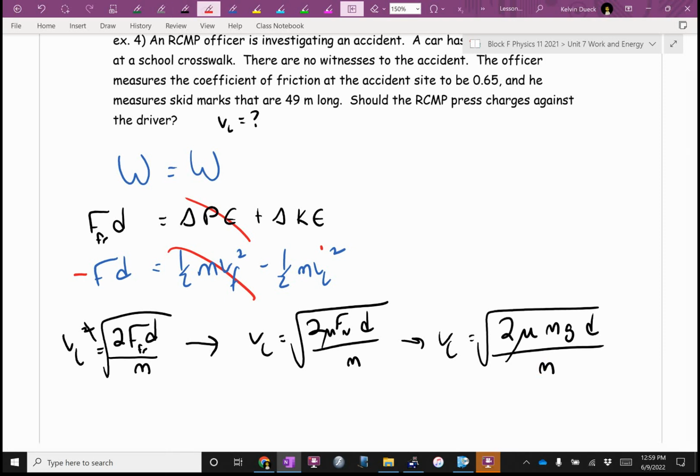Oh! Is there an m on the top? Is there an m on the bottom? More specific, is there an m in everything on the top of that mini fraction? Is there an m in everything on the bottom? See what happens to the m's?